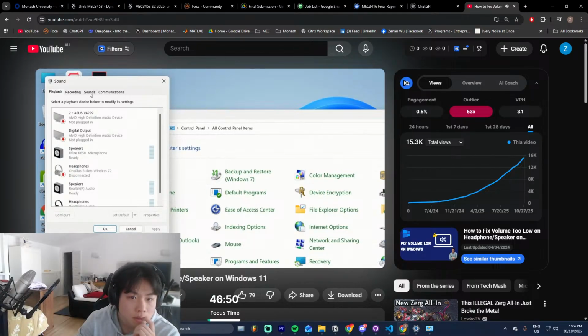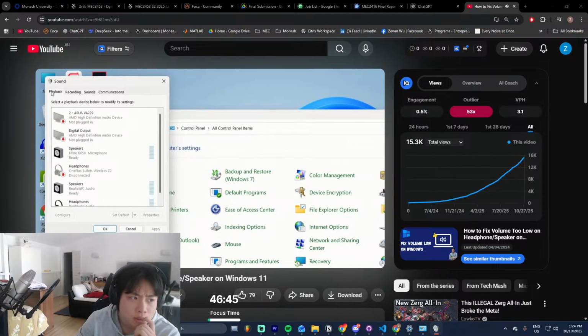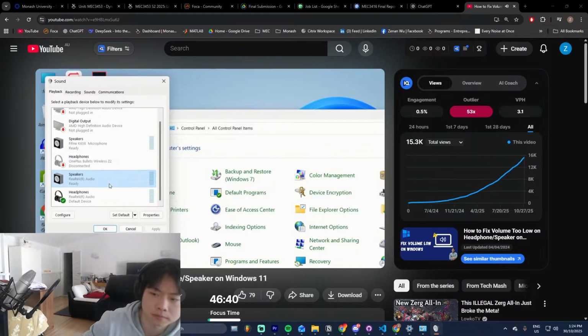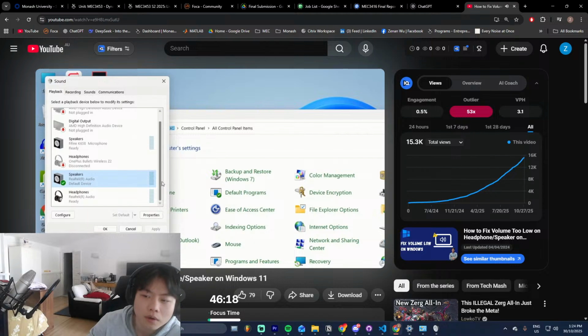In your sound option here, ensure that the correct playback device is selected. So here you can see we have multiple playback devices, so make sure to select your proper playback device and then just click on set default. Try experiment with other playback devices here and check if it solved your problem or not.